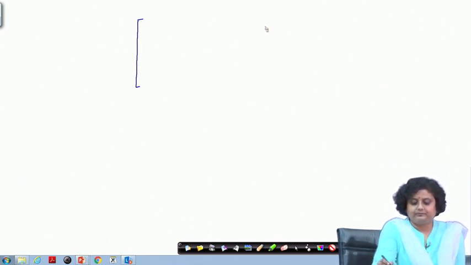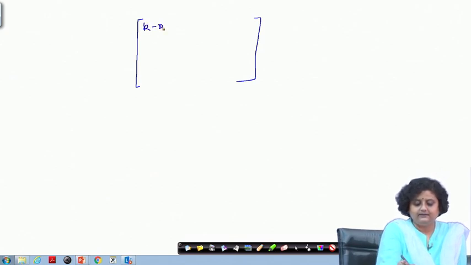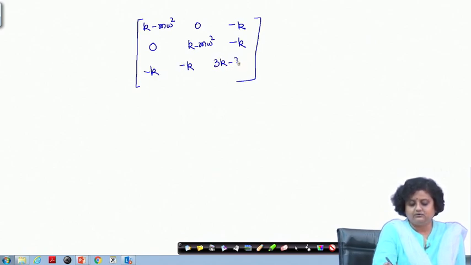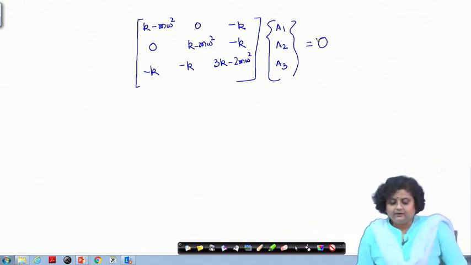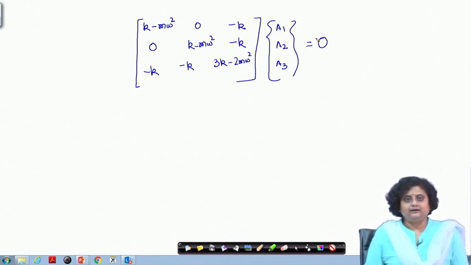So, we have the matrix k minus m omega square, 0, minus k; then 0, k minus m omega square, minus k; and then minus k, minus k, 3k minus 2m omega square, times A1, A2 and A3, equal to 0. The process, as we did for a 2-degree of freedom system, is to substitute the values of omega that we have solved earlier, and for each value of omega find the vector containing A1, A2 and A3 which is going to satisfy this equation.